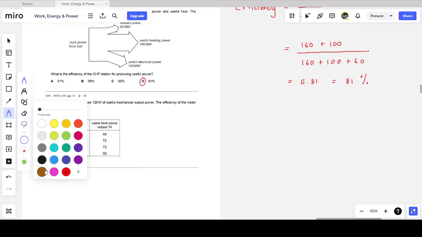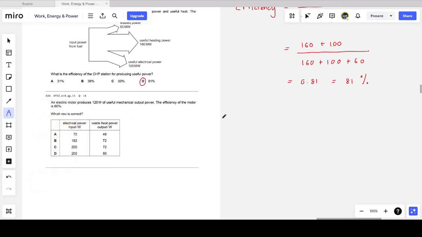Next is question 520. It's from winter 2019, that's October-November 2019, question paper 1, variant 1, and question 15 from that paper. Again, another question about efficiency. We're told that an electric motor produces 120 watts of useful mechanical output power and the efficiency of the motor is 60%. Which of these rows are correct? They ask us to find the electrical power input and the waste heat power output.